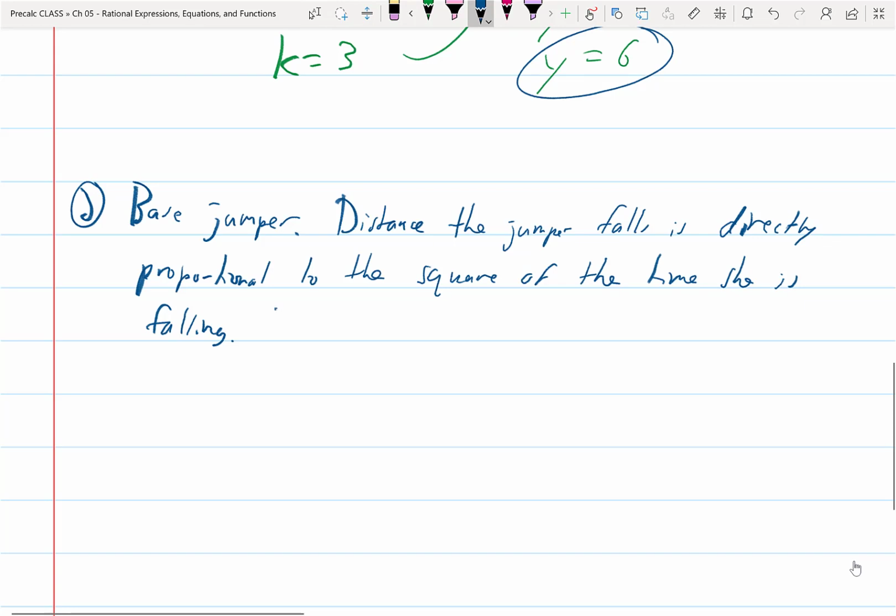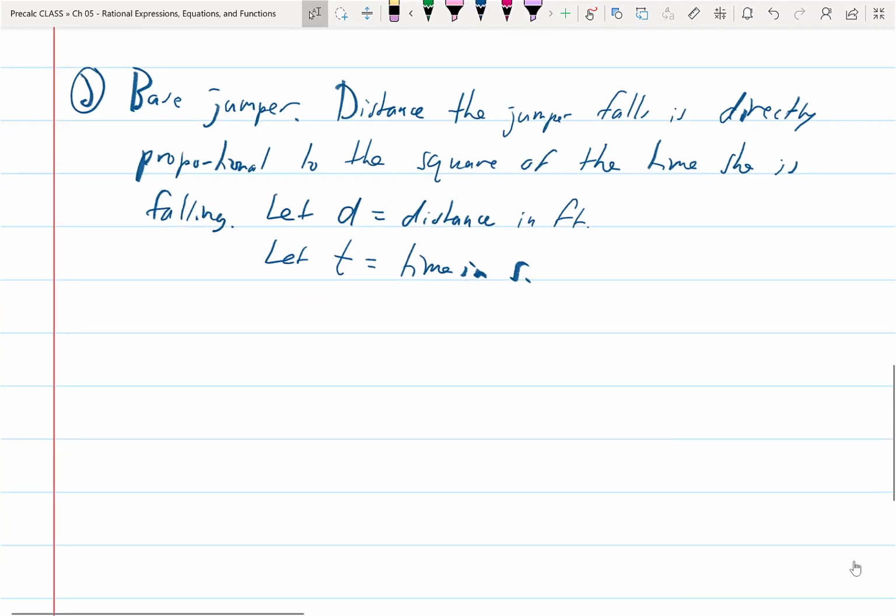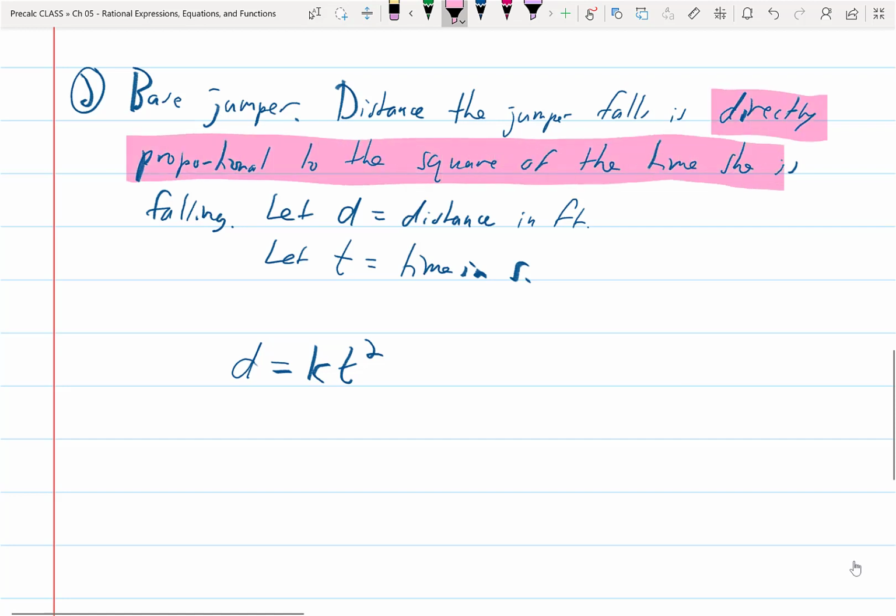Let d equal distance, and we're going to let t equal time, and my units are going to be distance in feet and time in seconds. What I can say is d is equal to k, some constant, times the square of the time, t squared. So it says the distance the jumper falls is directly proportional to the square of the time she is falling. That's what this is.